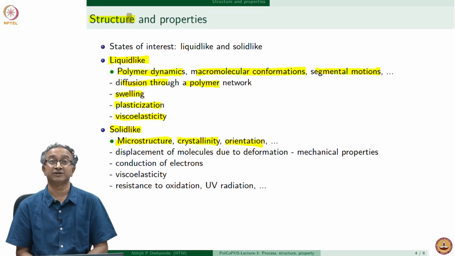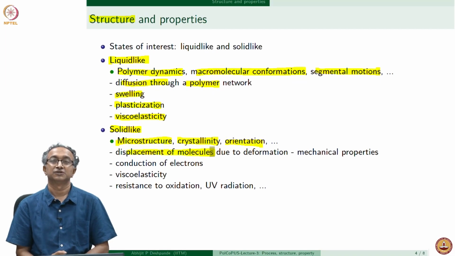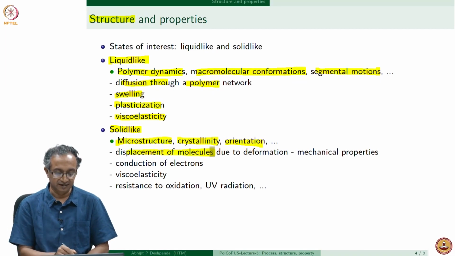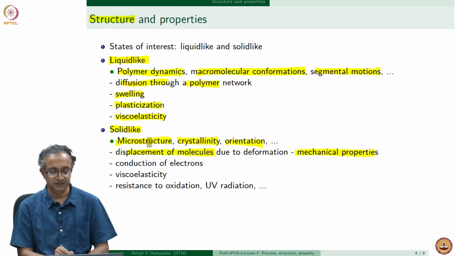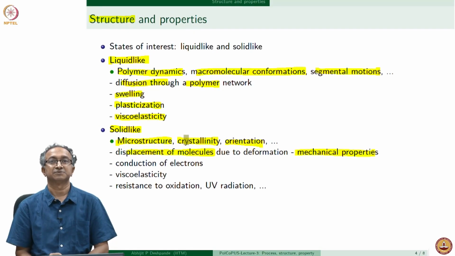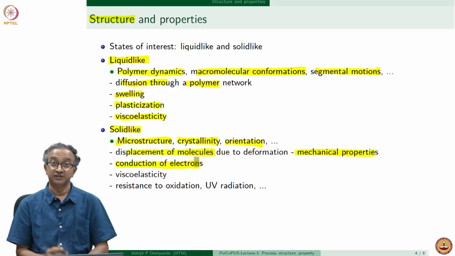And the properties which are of interest due to the structures are, for example, the deformation of a polymer material. So if it's more crystalline or less crystalline, it will be easy to displace molecules or more difficult to displace molecules. So therefore, mechanical properties will depend on the microstructure and how crystalline the material is. For example, conductivity. And in this course, we will learn about conducting polymers also.